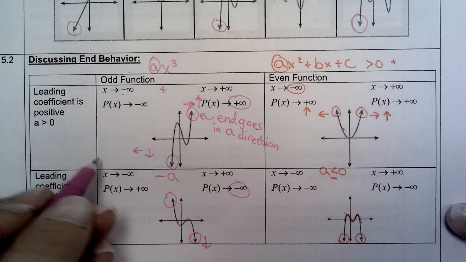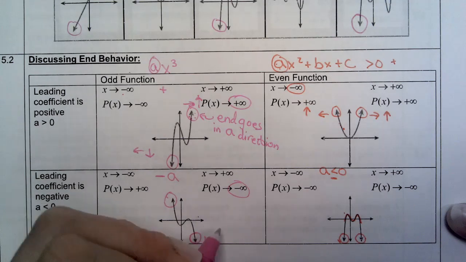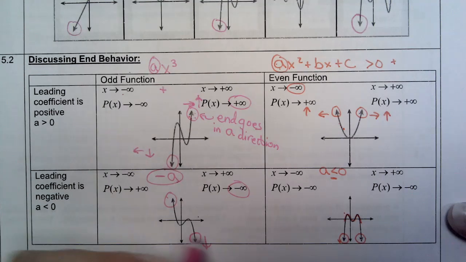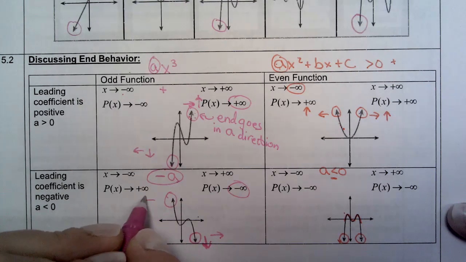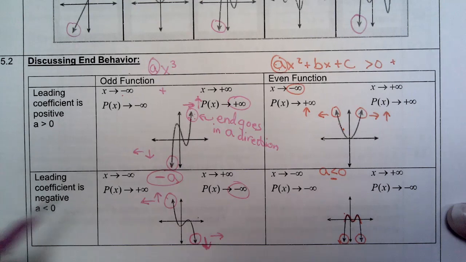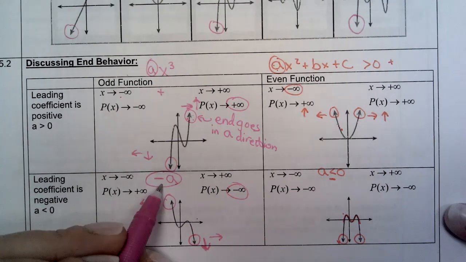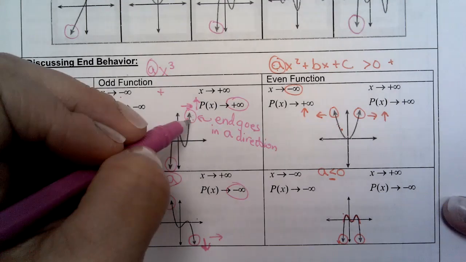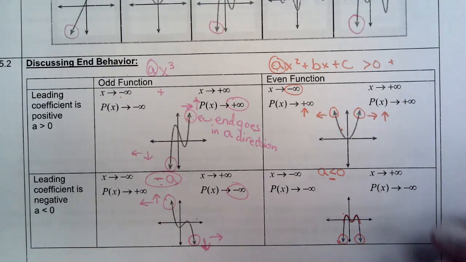Same here, right? I'm going to look at the end. Okay, so if my a is negative, then my y goes negative as my x goes positive. As my x goes negative, my y goes positive. Okay, so it always ends in the direction of a. So if a is negative, it ends going down. If a is positive, it ends going up. Okay, important things to remember.